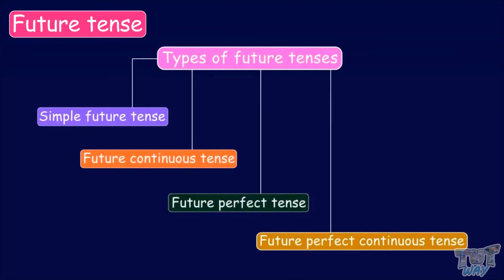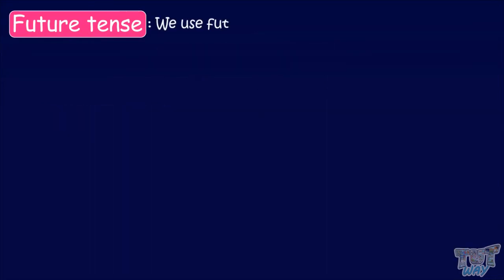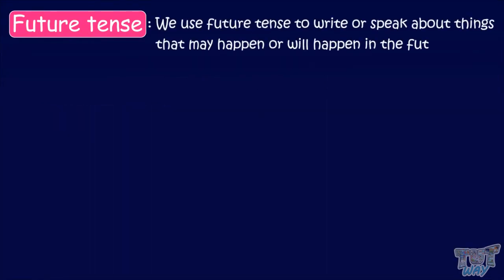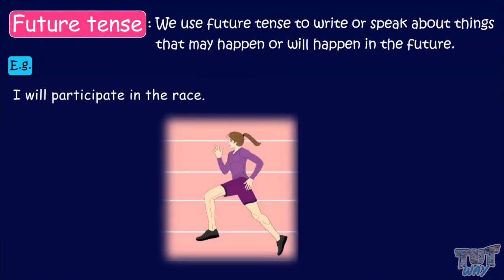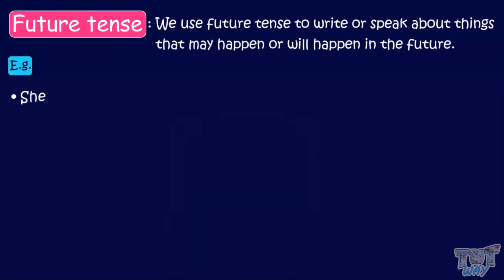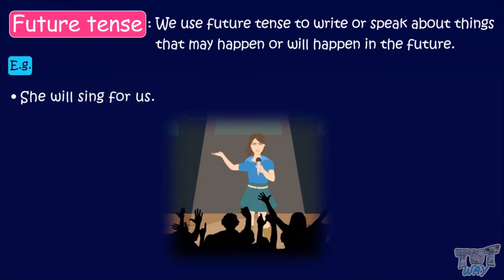Let's revise. We use future tense to write or speak about things that may happen or will happen in the future. For example, I will participate in the race. She will sing for us.